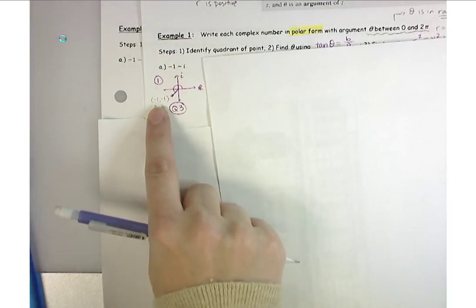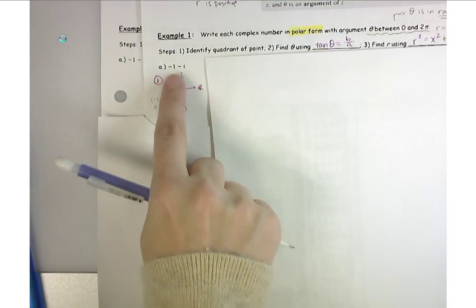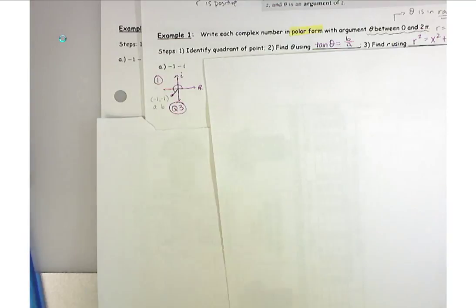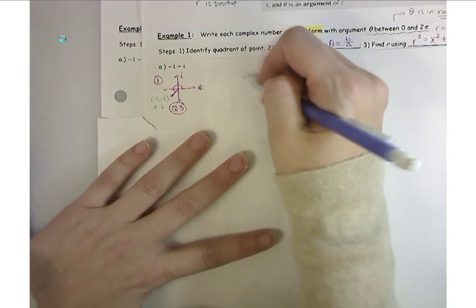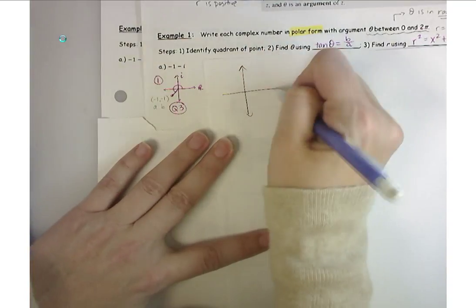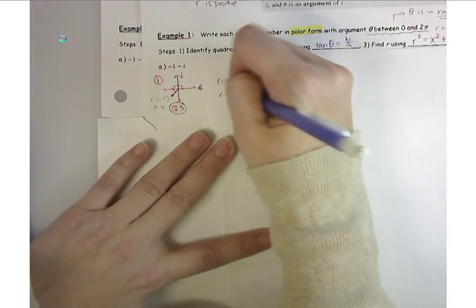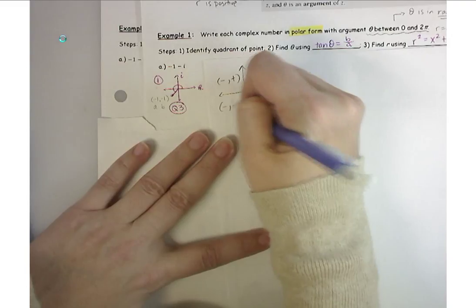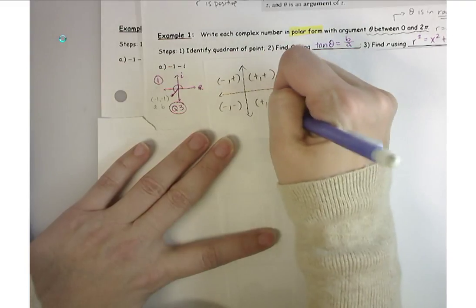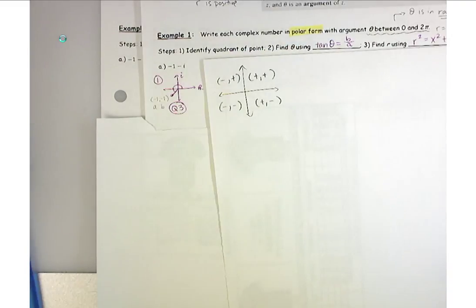So for number 1, remember that you can rewrite this as a (-1, -1) point, which means it's going to be in quadrant 3. This is just a quick graph for reference. You have positive, positive here. This would be negative, positive. This would be negative, negative. This would be positive, negative. That's how you can figure out what your quadrant is.